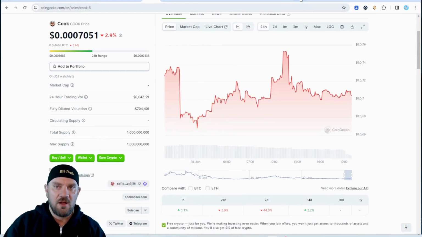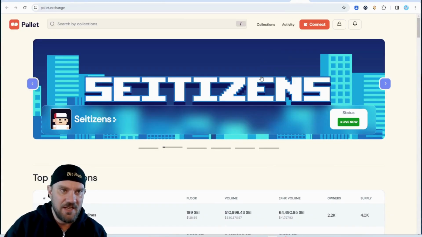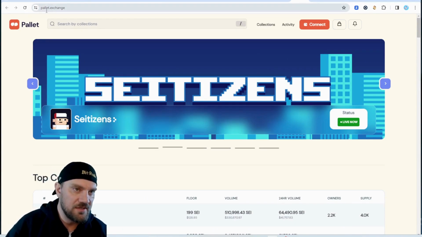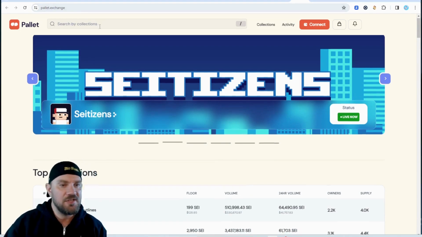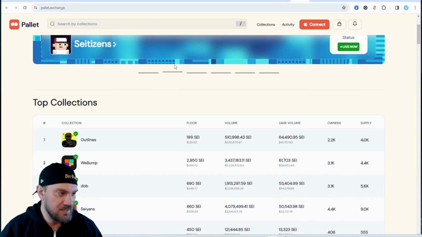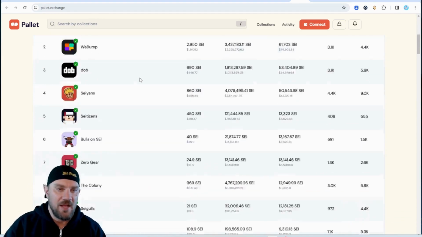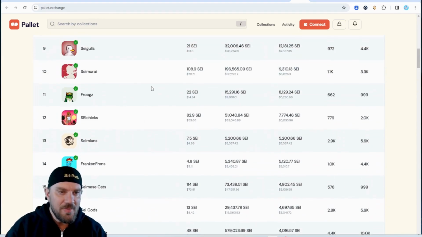But moving right along, let's check out the NFTs. So to be able to trade NFTs on the SEI network, it is going to be palette.exchange. And essentially, this is like the OpenSea of the SEI network. Lots of different tokens here. And I'm actually going to buy one right here with you guys.